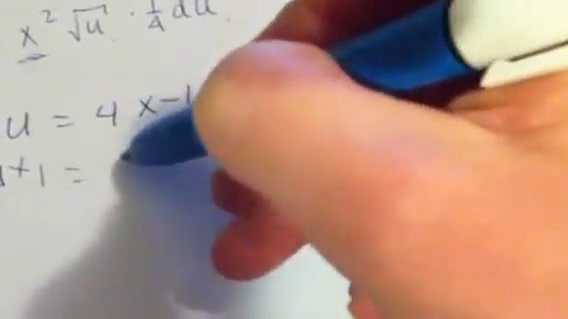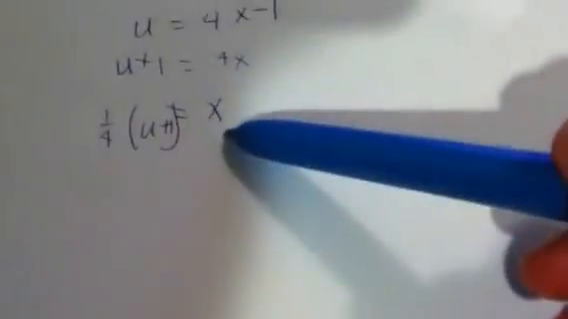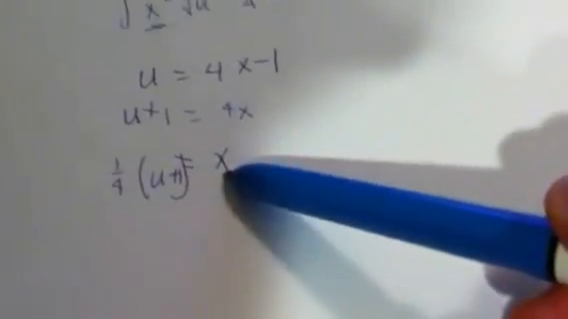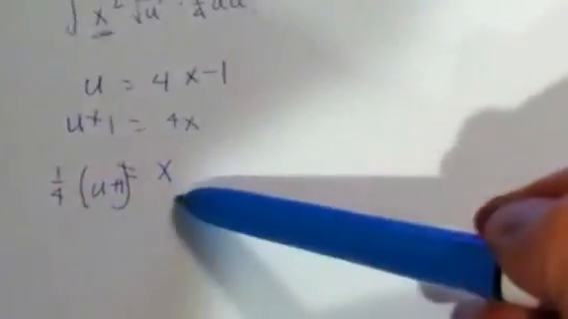So we add 1 to both sides, and we get u plus 1 is equal to 4x. Divide both sides by 4, so that x is now equal to 1/4 times (u plus 1). Messy, sorry. But we don't want just x, we want x squared. So we need to square this, and that means we get (1/4) squared times (u plus 1) squared is equal to x squared.